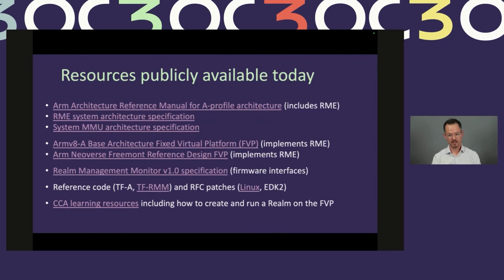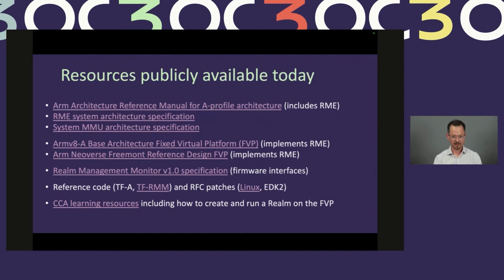So the resources include the hardware architecture specs, both at the system and the CPU levels. Also fixed virtual platform simulators, which come in two flavors. There's a base architecture FVP, which aims to simulate the widest possible set of architecture features. And then there's a Fremont reference design FVP, which simulates a hardware system that targets the infrastructure segment. And that's where we expect to see the first ARM CCA deployments.